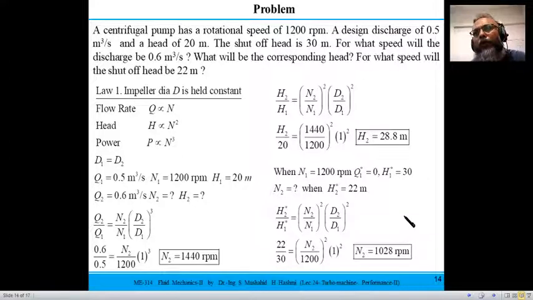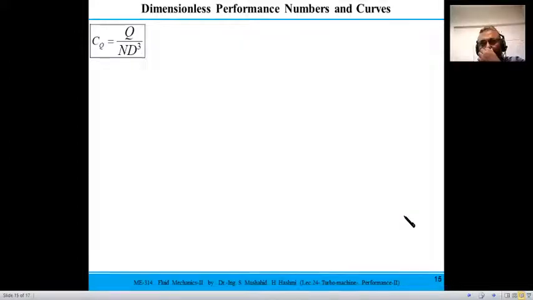If one of the unknowns is to be worked out, you can easily use those affinity laws or similarity relations. So these performance parameters we can work out in dimensionless form. For example, volume flow rate is Q, N is the RPM, D is the diameter. So I can have a dimensionless form of this coefficient. I call it a flow rate coefficient.